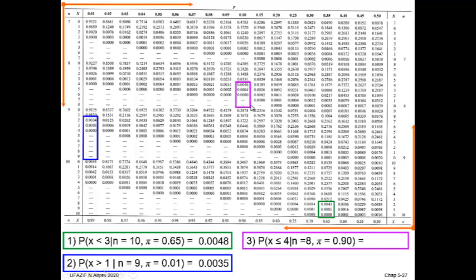Next question, π = 0.90 here, and n = 8 here, and x = 0, 1, 2, 3, 4. See, draw two lines here for 0 and here for 4. If you add up these numbers, you will obtain this.